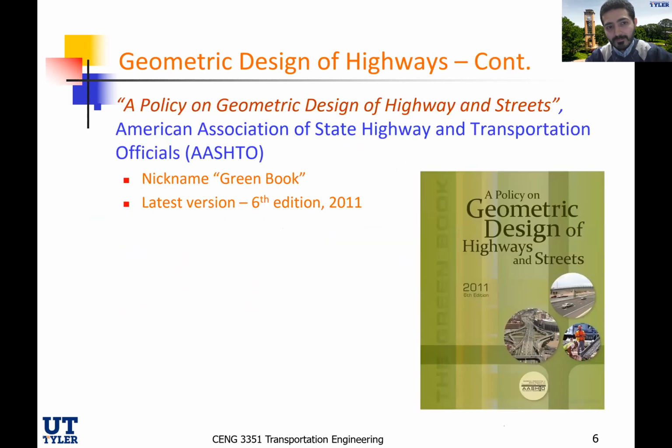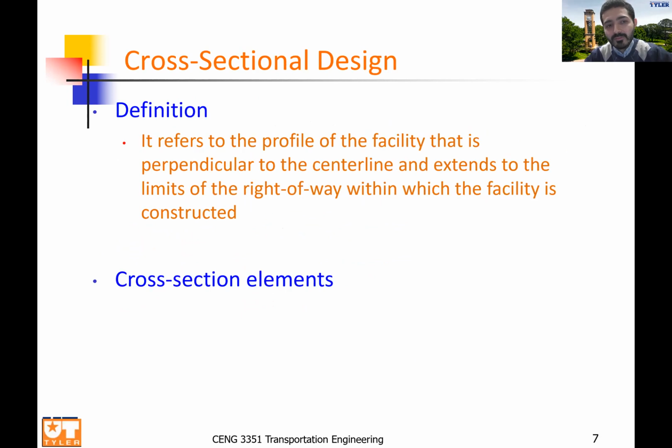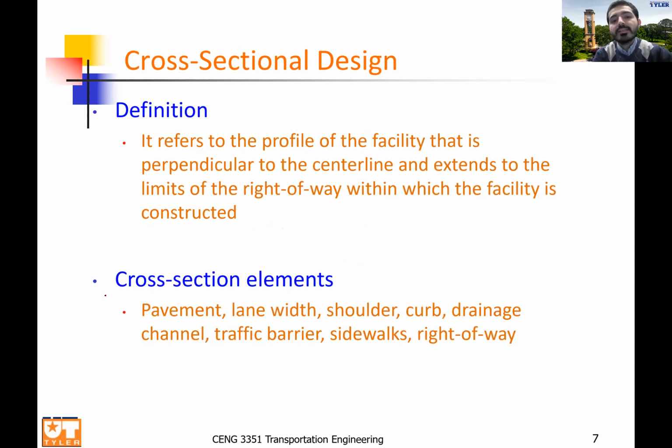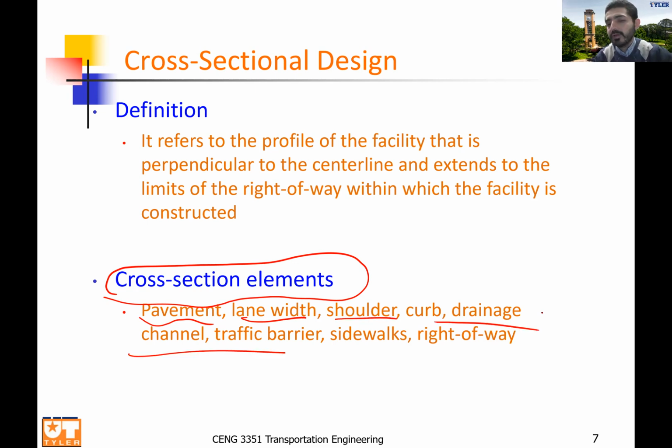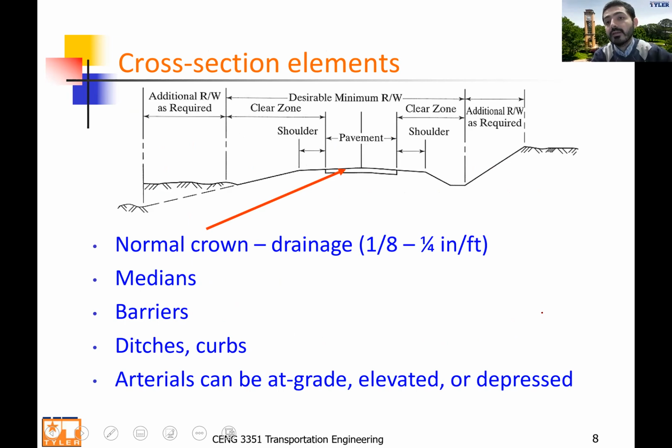What else? Simple question, but what are the cross-section elements of any roadway? We can say it's the pavement, the lane width, the shoulder, the curb, all the way to the right of way. I can show you a picture, and the picture will explain. I can show a picture just empty, and then ask you, what is this? What's that? So if I show you a cross section, you should be able to name those components: the pavement in the middle, then the shoulder, then the clear zone, then all the way to the additional right of way from the two sides.